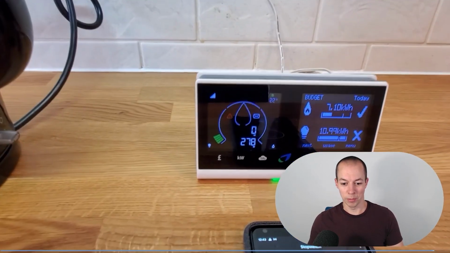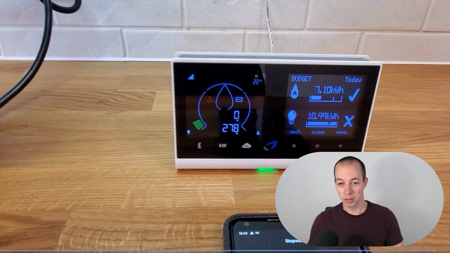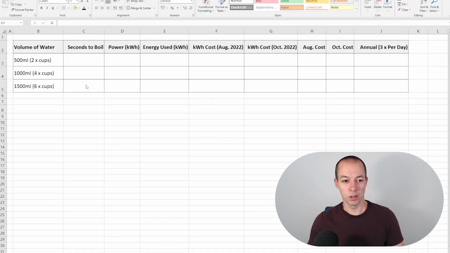So that is the experiment. You can see that's been carried out in real time for 500 mil, 1000 milliliters and 1500 milliliters. So what I've got here is a spreadsheet with all of the figures that you guys are gonna need to see how much it actually costs to boil a kettle. So we've got 2 cups, 4 cups and 6 cups, plus how long it takes to boil, how much energy was used, the cost, and predicted cost based on the energy price rises that are coming.